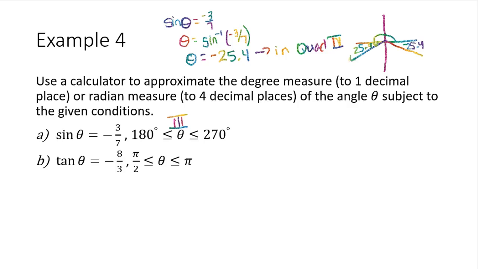That means our angle is going to be 180 degrees because we went this far, and then we're going to go 25.4 degrees more. And this is going to give me 205.4 degrees.